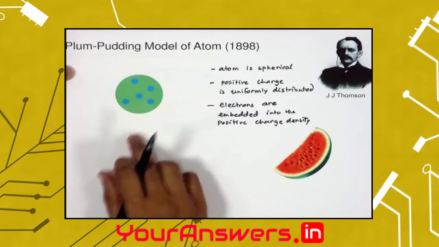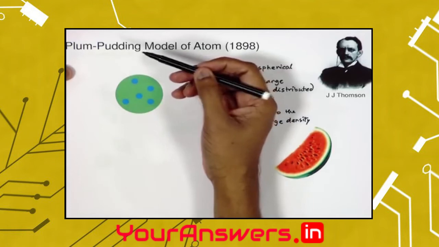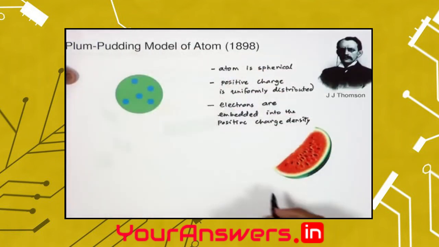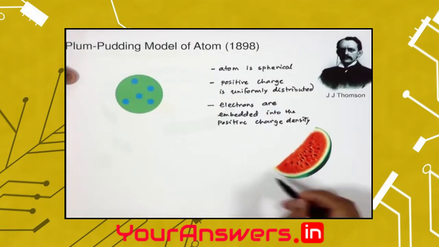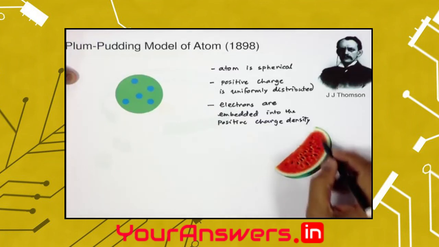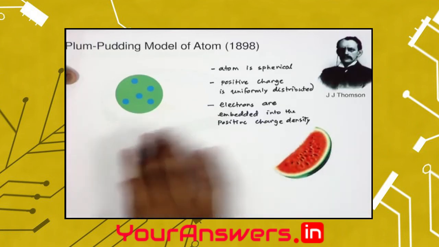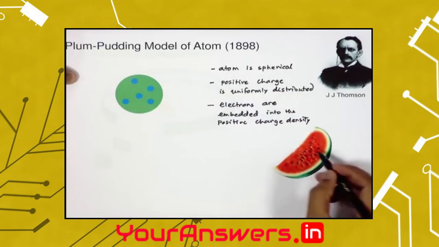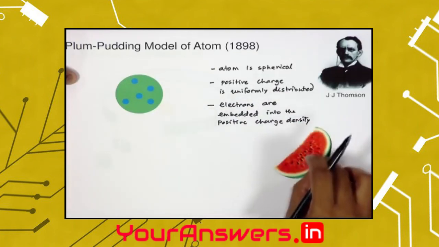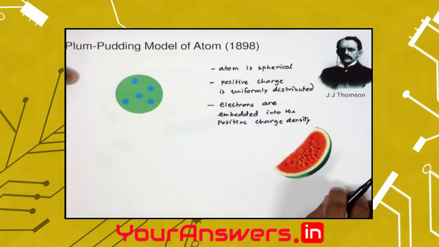He likened it to the famous British dessert plum pudding model. This is what is called plum pudding model, which can also be imagined in terms of watermelon. The red flesh of the fruit part of the watermelon can be imagined to be the positive charge distribution, and the black seeds that you see are essentially the electrons which are embedded into this fruity part of watermelon. You can call it plum pudding model or watermelon model.